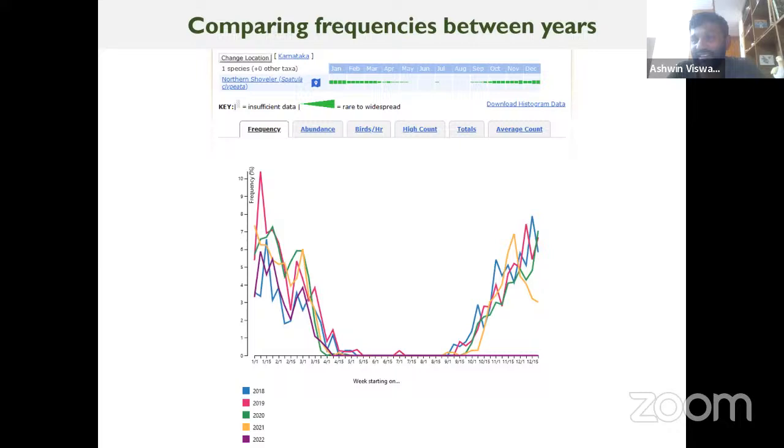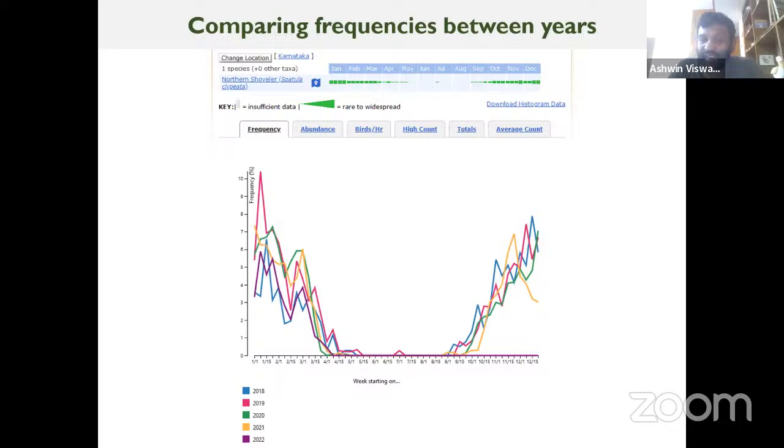Then what you can do, this is really interesting. You can compare the times when this bird has come every year. And if there is any impact of climate change, is there anything that is changing their arrival time or departure time, that will immediately stand out over here. So one thing I can point out over here is that in 2021, you can see that Northern Shoveler arrived a little later. Can you make that out?